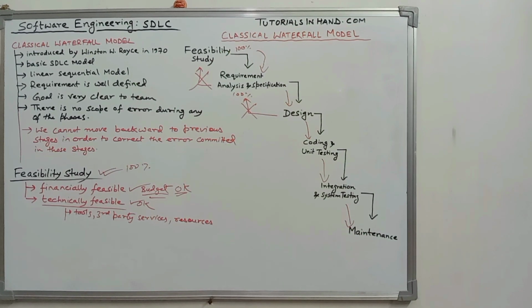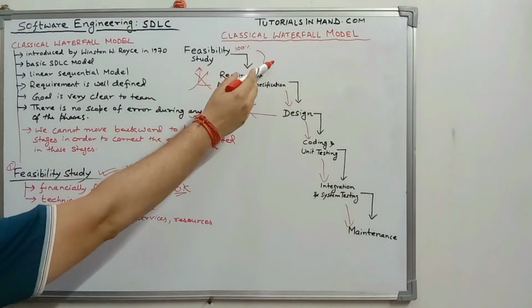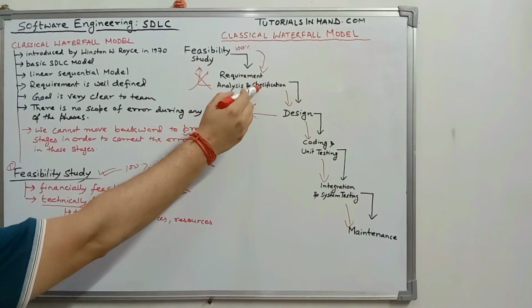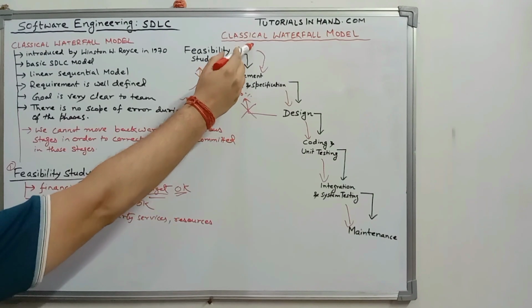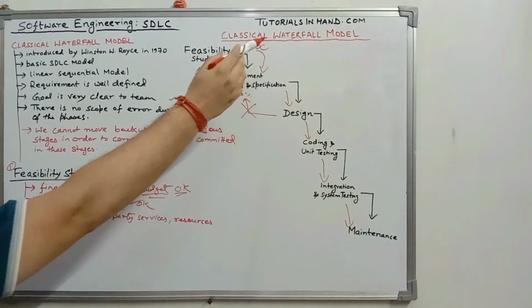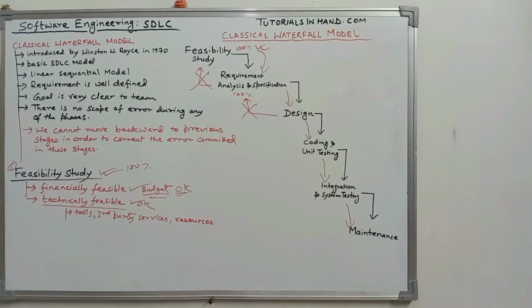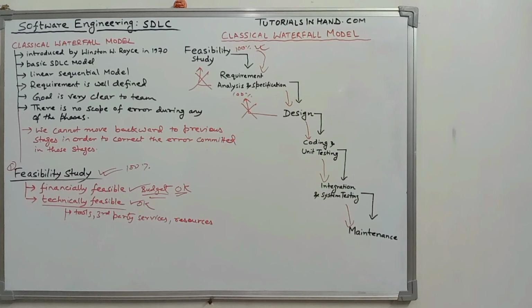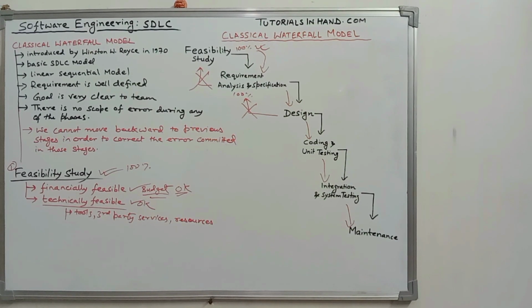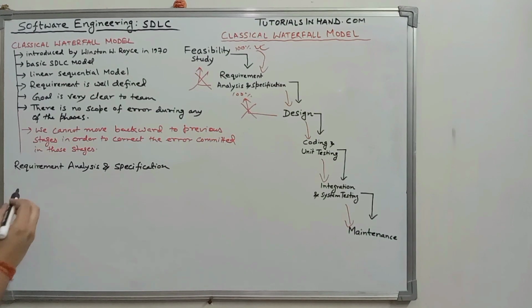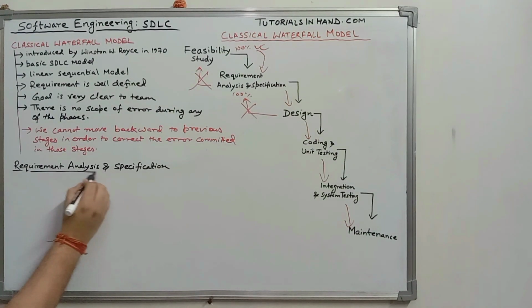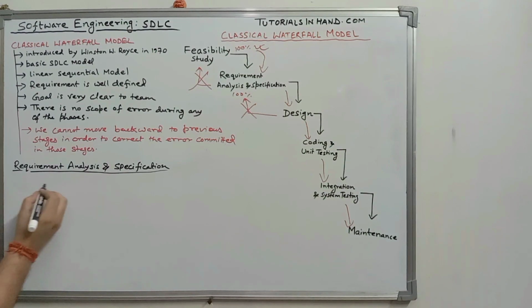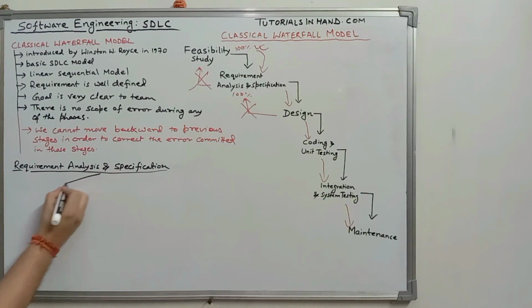So once this first stage is completed, and we are 100% sure that the feasibility study phase is completed, we now move ahead to the requirement analysis and specification phase. As the name suggests, this phase has two parts. What are the two parts?